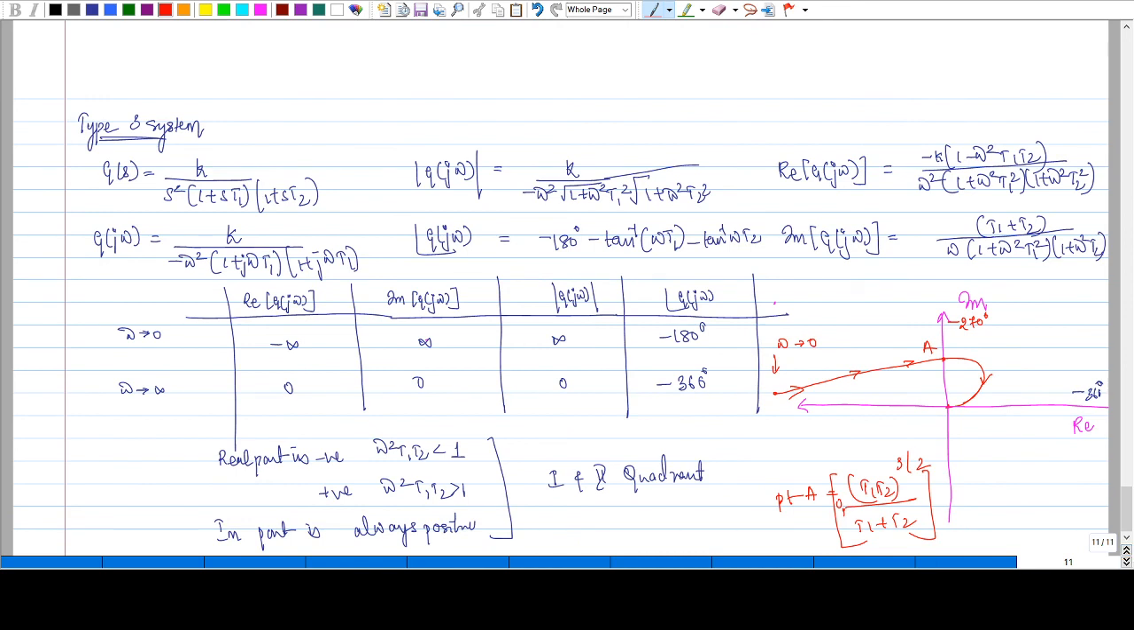In the next video, we will see a shortcut method to draw the polar plot so that you don't have to do all this analysis. Okay, so we'll just see that in the next video.